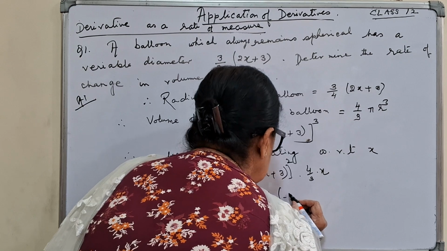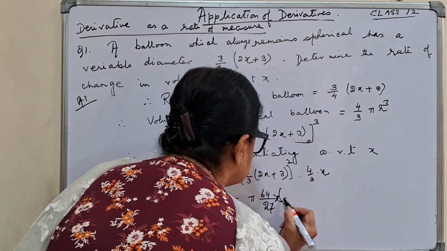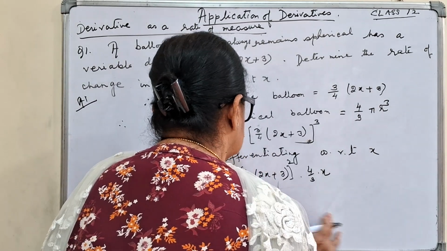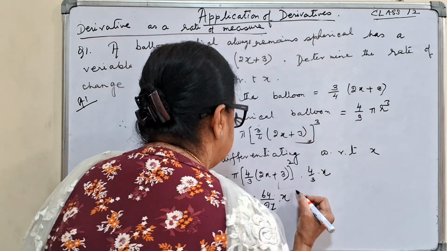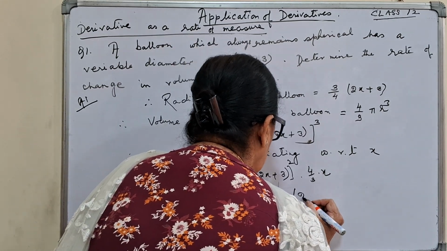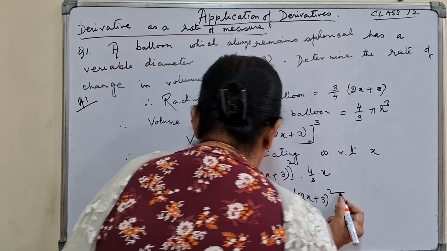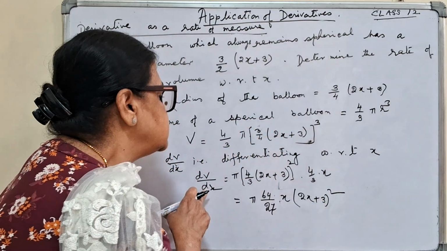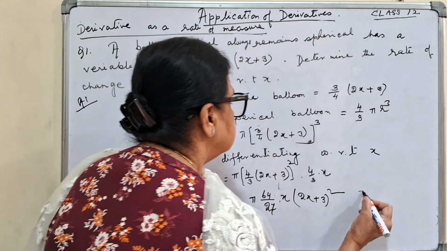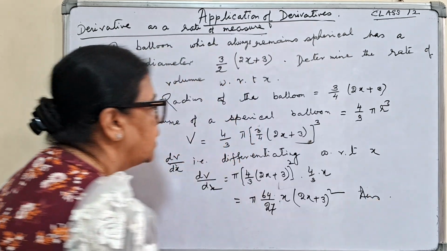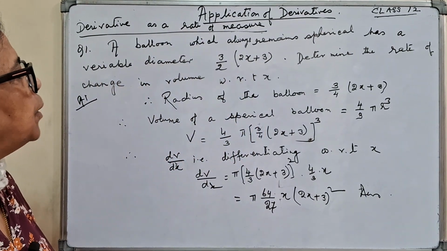So this becomes 27 times (2x plus 3) whole square. Therefore, dV/dx, the rate of change, this is your answer.